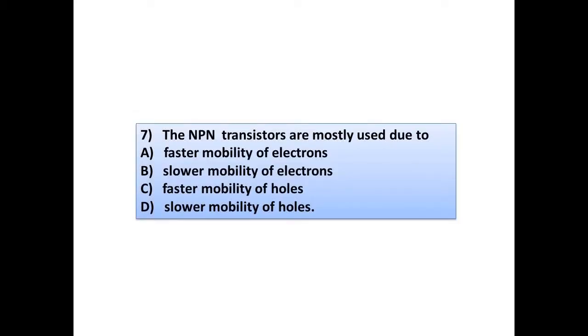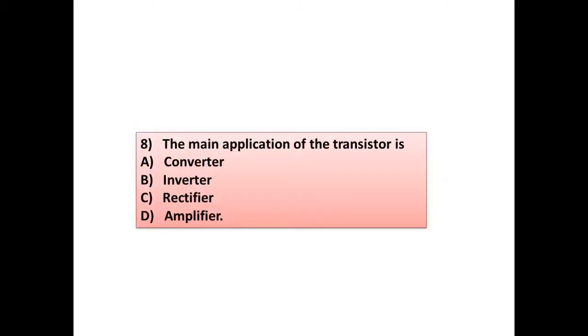Question number 7. The NPN transistors are mostly used due to. Answers: A. Faster mobility of electrons, B. Slower mobility of electrons, C. Faster mobility of holes, D. Slower mobility of holes.